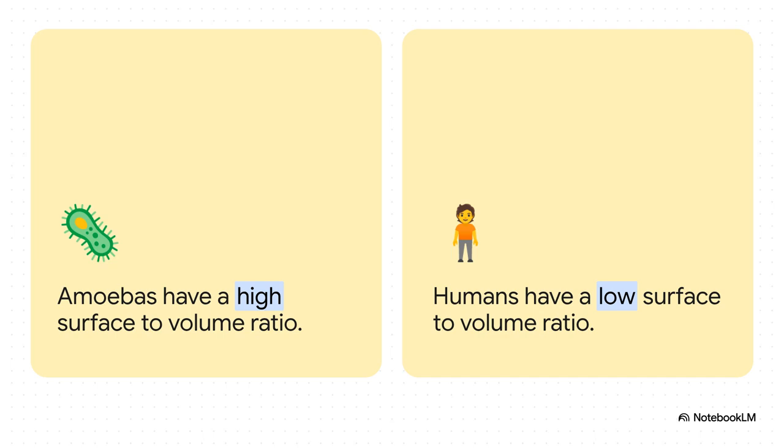But you're a large, complex animal. Your internal volume is massive, but your external surface area, your skin, is actually relatively small. You've got a really low surface area to volume ratio. If you relied purely on oxygen just diffusing through your skin, the cells deep inside your heart or your brain would suffocate long before that oxygen ever reached them.